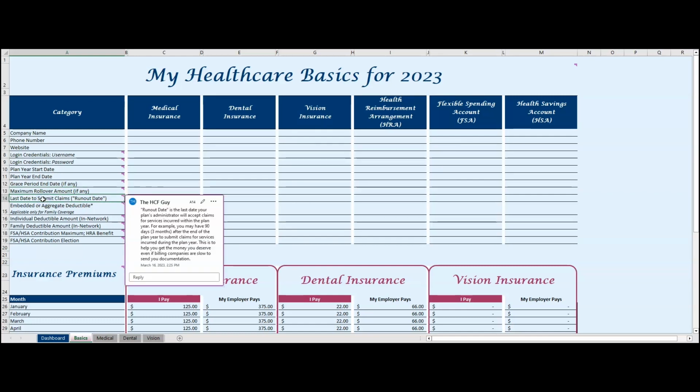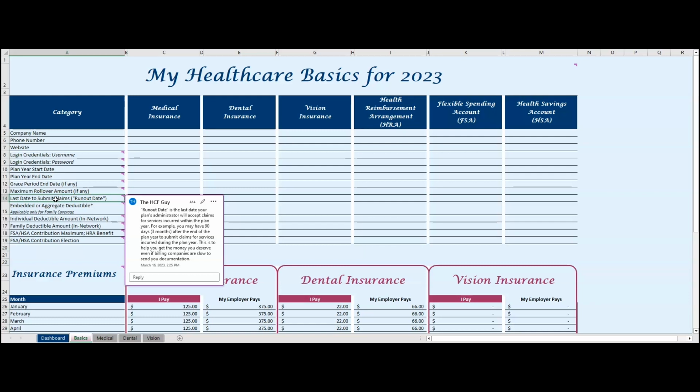The next row is the runout date, or the last date to submit claims. This is very important because insurance companies and HRA, FSA, HSA administrators need to close their books at some point, and so does your employer. So they implement a runout date. It's typically 90 days or 3 months after the end of the plan year, and the runout date is the amount of time after the end of the plan year that you have to submit claims or requests for reimbursement.